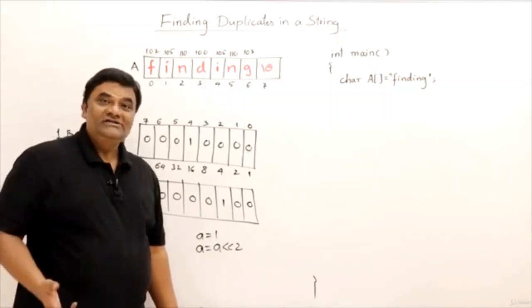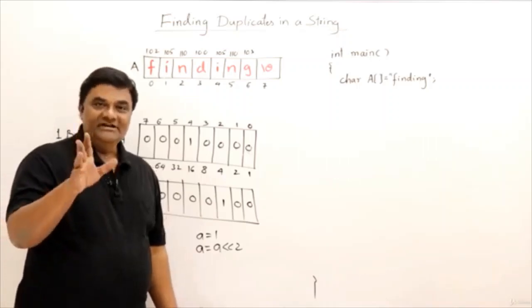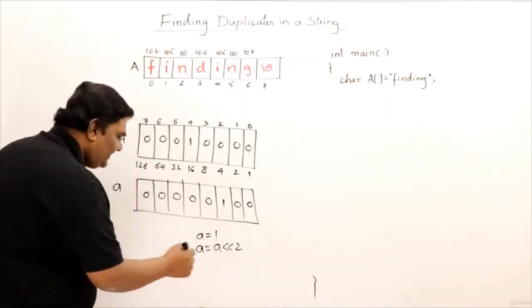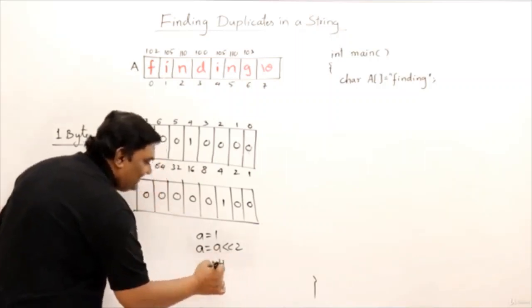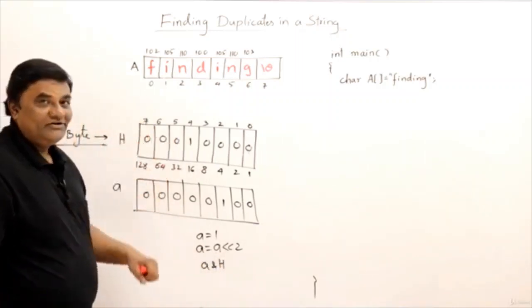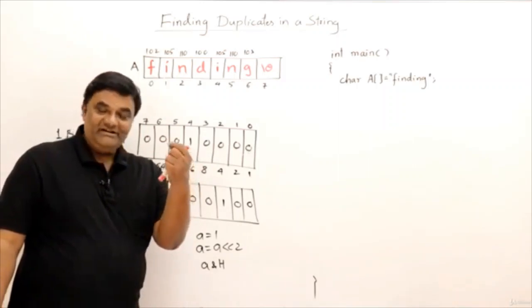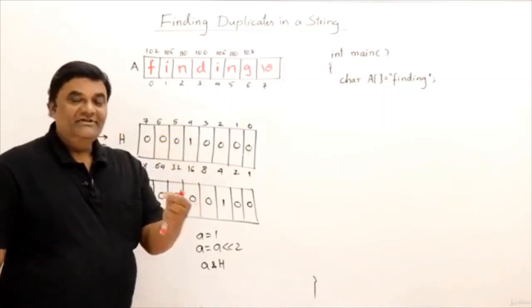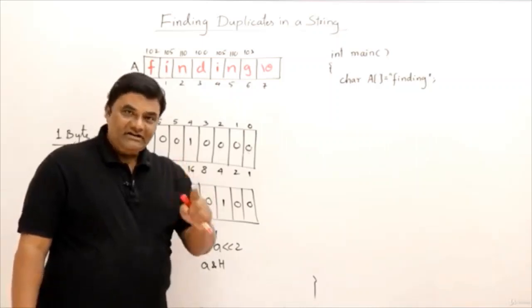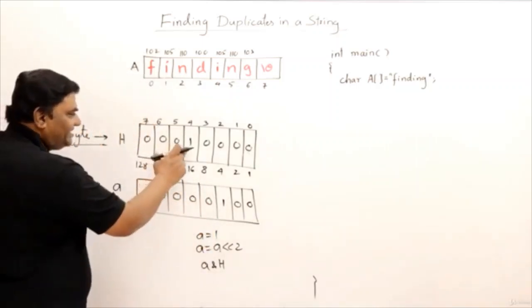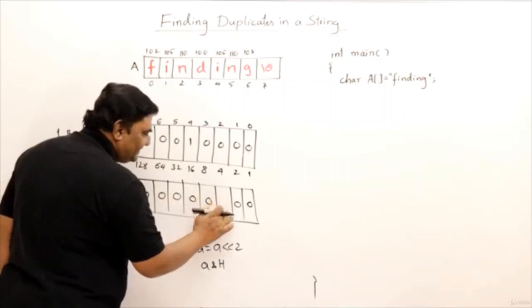If you get a non-zero value, it means the bit is on. So by performing AND between A and H, I can know whether that bit is on or not. Knowing whether a particular bit inside a memory is on or off is called masking. Now let us do it for this bit. See, already this bit is on. Let us check for this one.